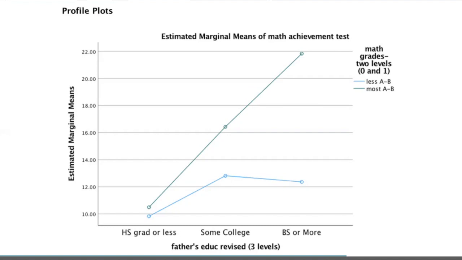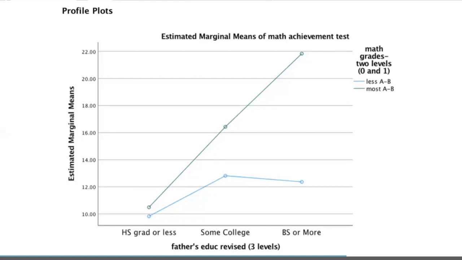Once we go to Plots, we're going to take the father's education revised and put that on the horizontal axis. And the math grades, we're going to put on separate lines. The reason we do that is because it makes our data much easier to read. If you recall the plots that we just saw briefly, when we have those 6 different levels mapped out on separate lines, it makes it much easier to determine what's happening here. So we're going to add that, make sure that it shows here below, and then continue.